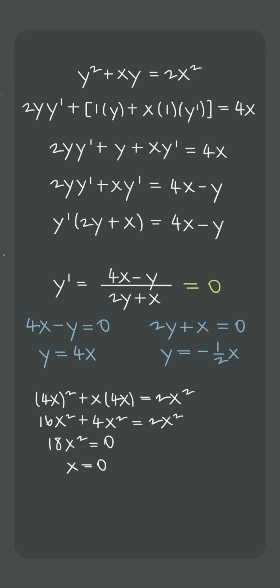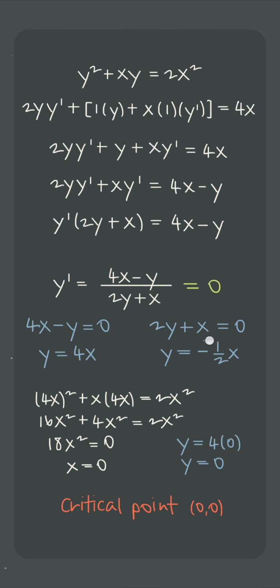Now here, we're plugging 4x back into the equation, and we find x equals 0. Plugging that x equals 0 value back into y equals 4x gives y equals 0, which means that we put x equals 0 and y equals 0 together to get the critical point 0, 0.